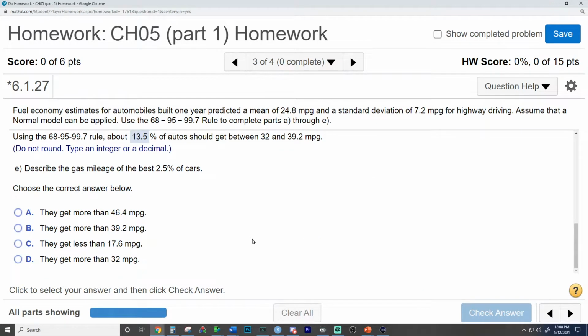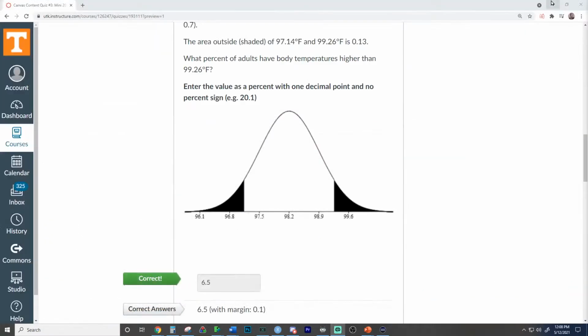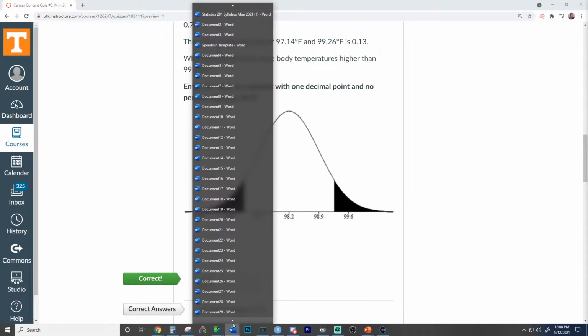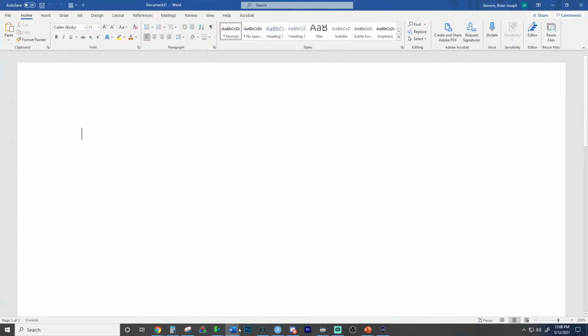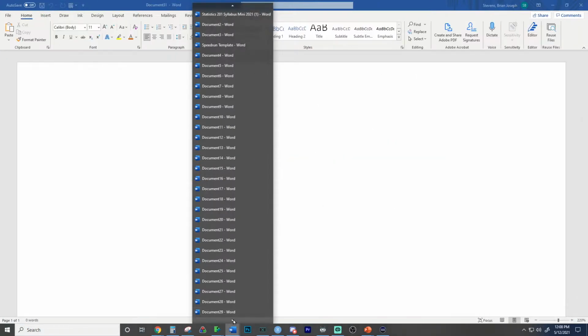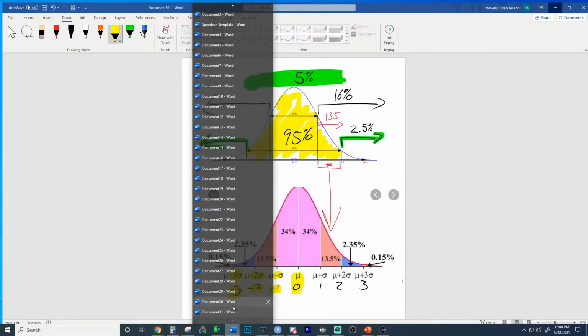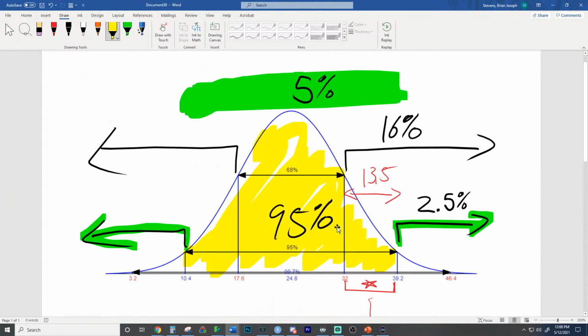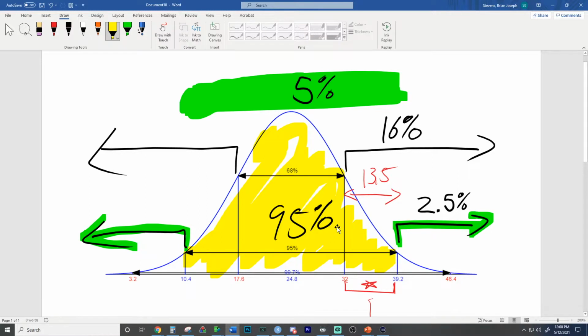And describe the best 2.5% of cars. Can anyone tell me, looking at this, the best 2.5% of cars would start where? Oh, we opened the new document. I think that's the problem. Just look at the graphic I drew. The best 2.5% of cars would be where?